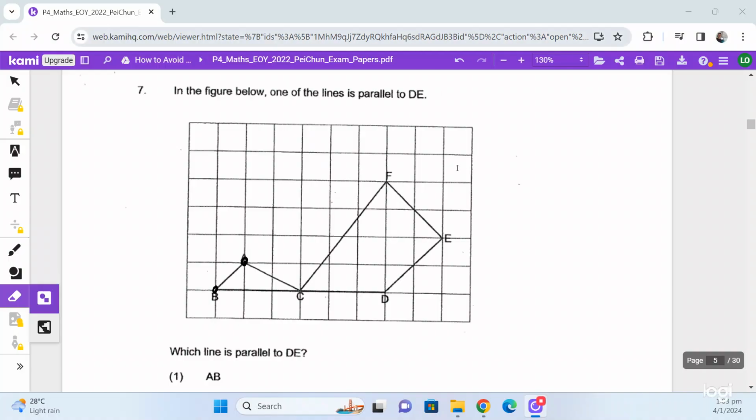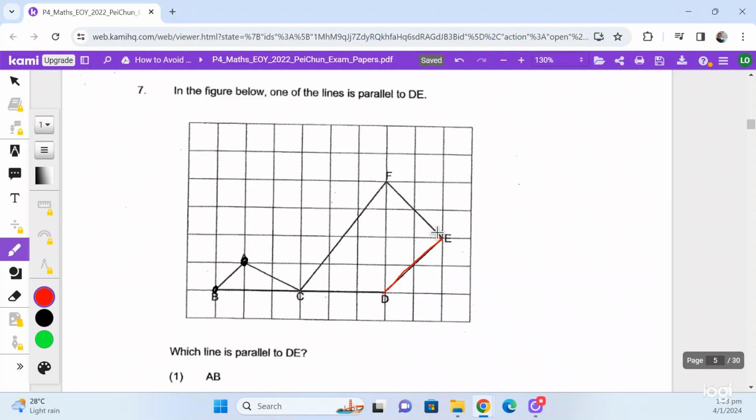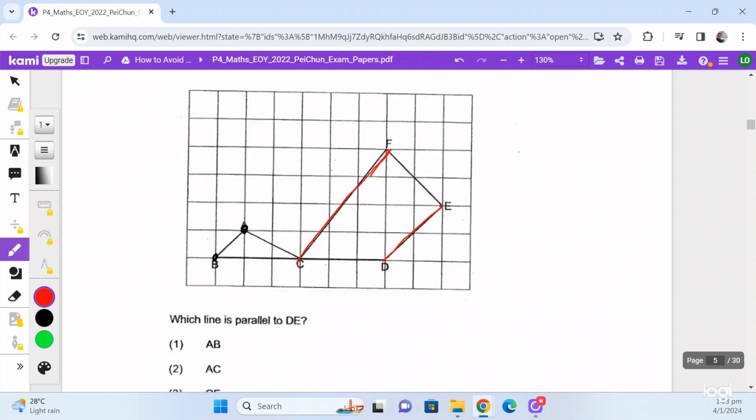If you look at this question, you can see that in the figure below, one of the lines is parallel to DE. So where exactly is your DE? Now this is your DE. So which line is parallel to DE? Students make mistakes when they assume. They assume that this line looks like parallel, right? And then they put the answer as CF.